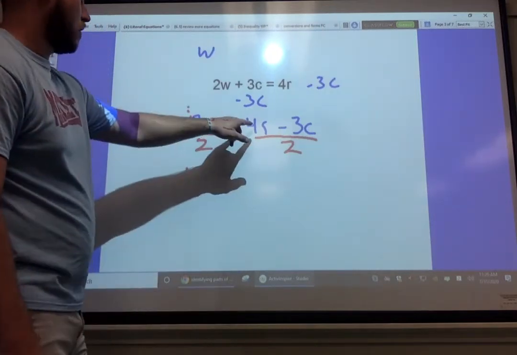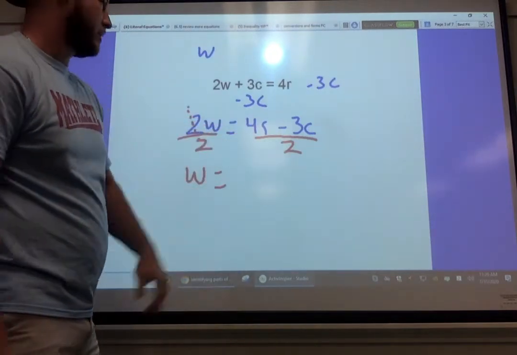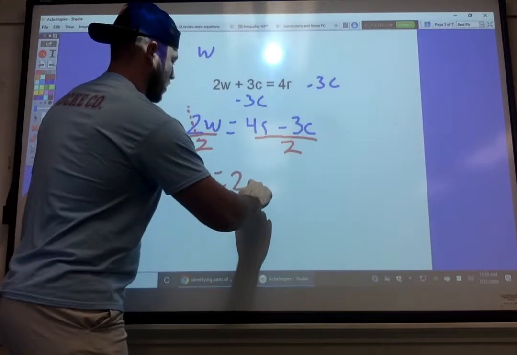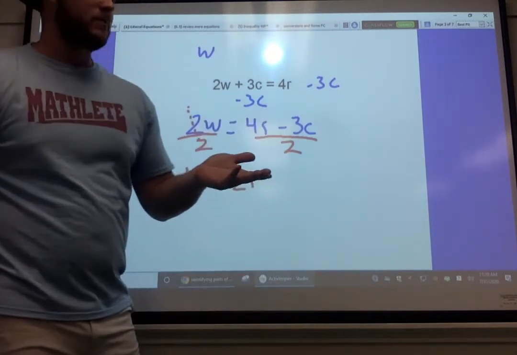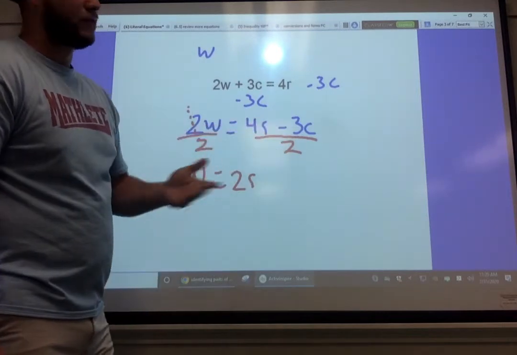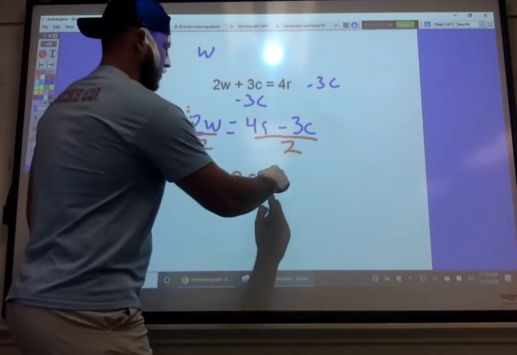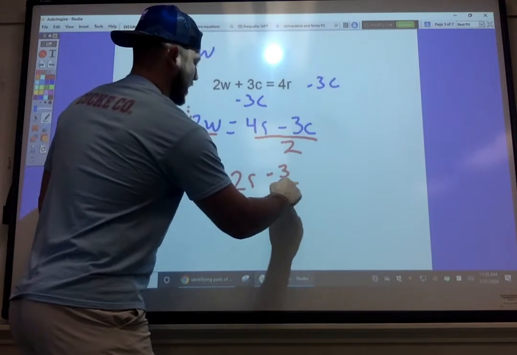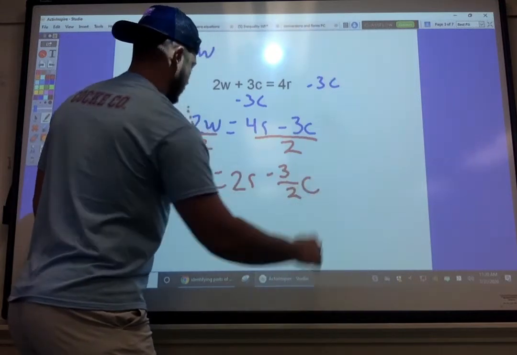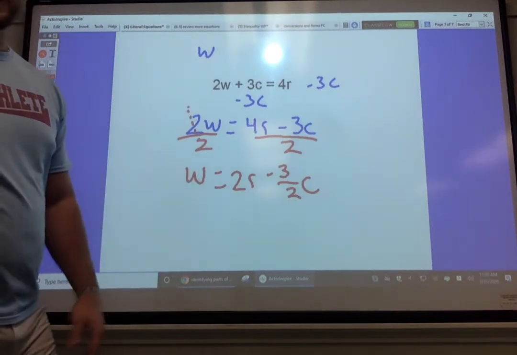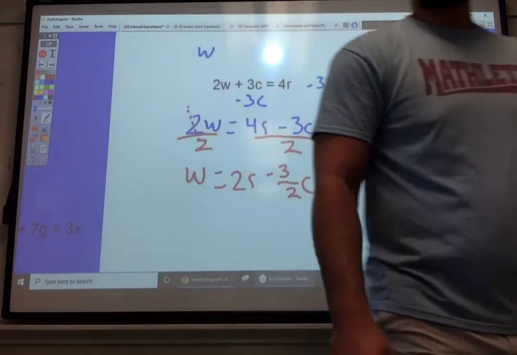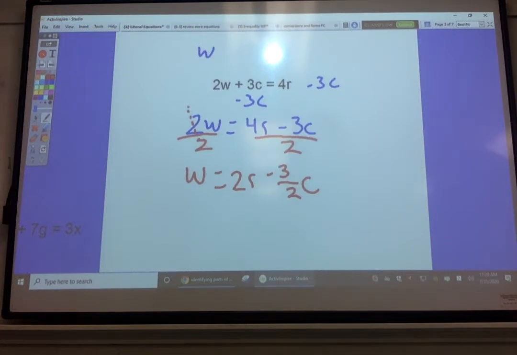Now we're going to do 4R divided by 2, or just 4 divided by 2. So that's 2R. And then negative 3C divided by 2. That could give you a decimal. It's already going to be in simplified form, so I'm going to leave it as a fraction. So minus 3 halves C. So now we've got W equals 2R minus 3 halves C. 1.5C would have been perfectly fine as well.